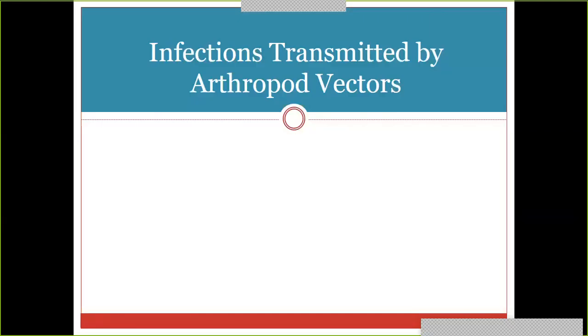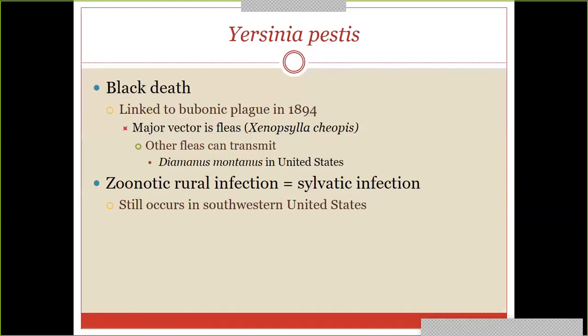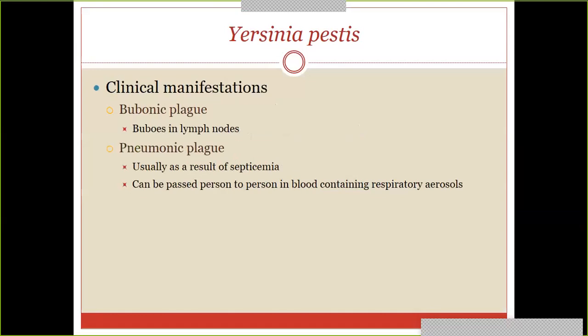All right, and then infections transmitted by arthropod vectors. So, of course, we have Yersinia pestis, which leads to either, you can call it the Black Death or the plague. It is passed by fleas off of animals that are contaminated. Again, this is highly linked with prairie dogs. This one we still see in the southwest part of the U.S., so here in Arizona, we do still see it. So again, you can have bubonic or pneumonic plague. It just depends on how it's entering into the body.